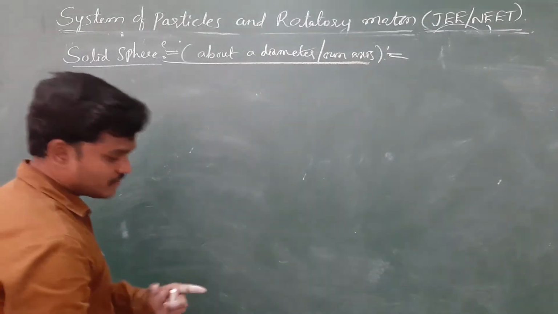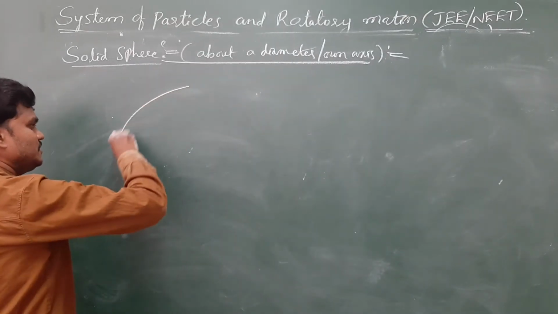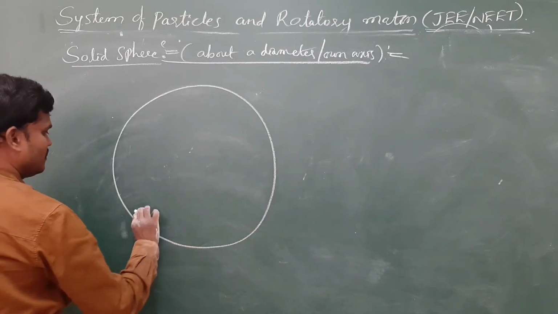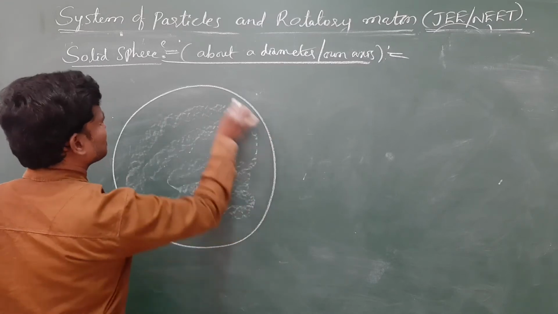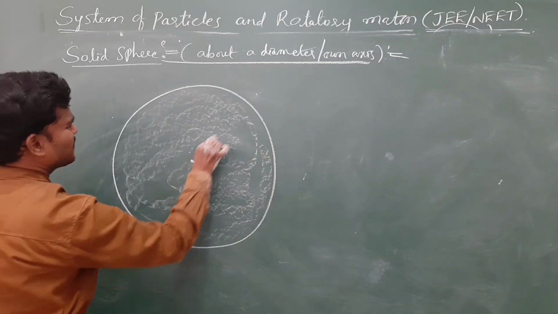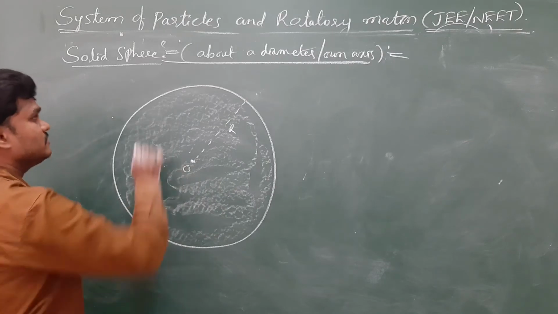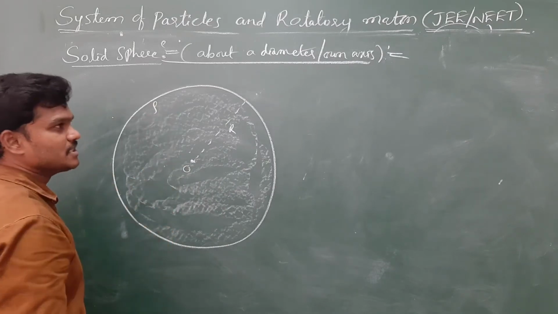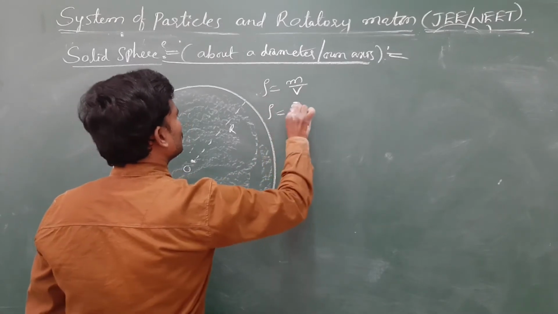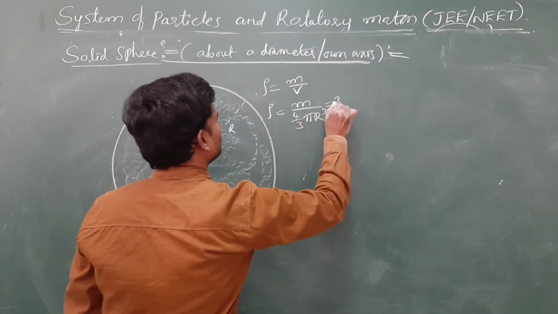Solid sphere, nothing but that will have some volume mass density. So this is a solid sphere, like a watermelon, whose radius, let us take capital R, and rho is the volume mass density. So rho is equal to mass by volume. The volume of the sphere is 4 by 3 pi r cube, so rho is 3m by 4 pi r cube.